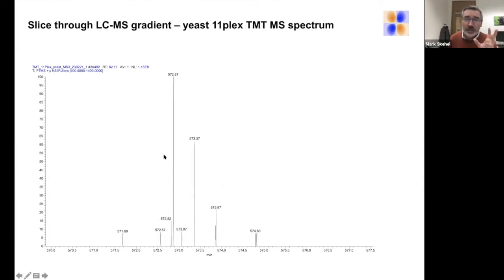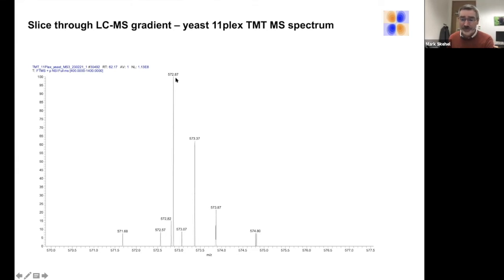So there's a method that we have on this new instrument called synchronous precursor ion selection. It was called multi-notch a few years ago, developed by Steve Gygi's group, but it's now called SPS. And the way it works is this, okay? So here we have, again, the yeast sample. Now we've got another fragment ion spectrum.